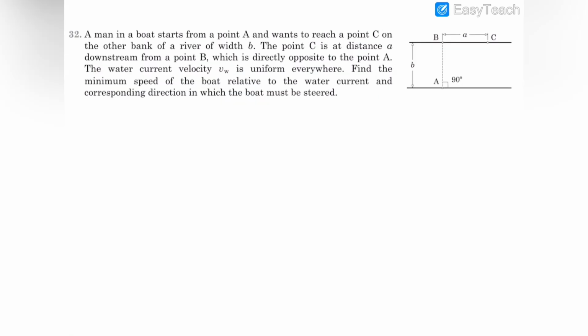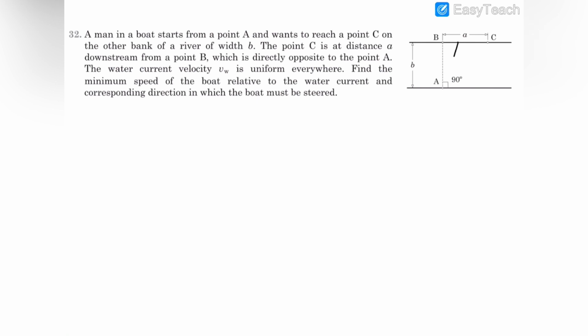In this question, you can see that there is a man in a boat which starts from point A and wishes to reach the point C. You can see the dimensions of these points, and the speed of the river is VW. So we have to find out the minimum speed of the boat relative to the water and at what angle he should row his boat so that he could reach C.